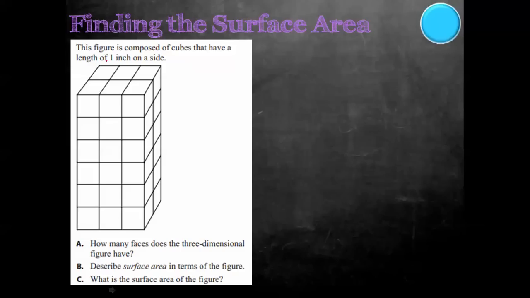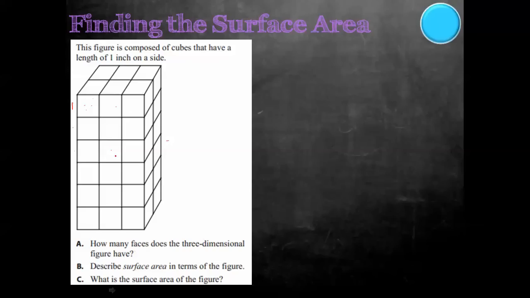Now, finding the surface area, okay? This figure is composed of cubes that have a length of 1 inch on each side, okay? 1 inch on each side. How many faces does the three-dimensional figure have? Now, when we're talking about faces, we're just talking about the number of sides that it has, okay? So, not the number of cubes, okay?